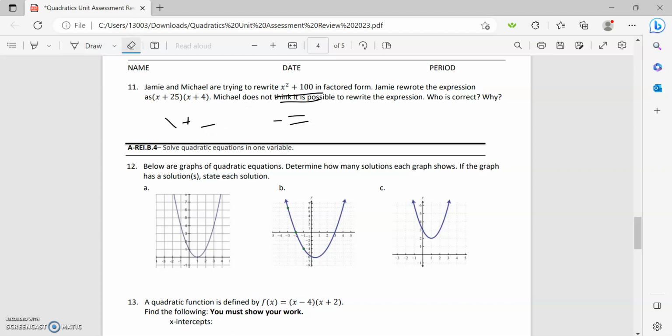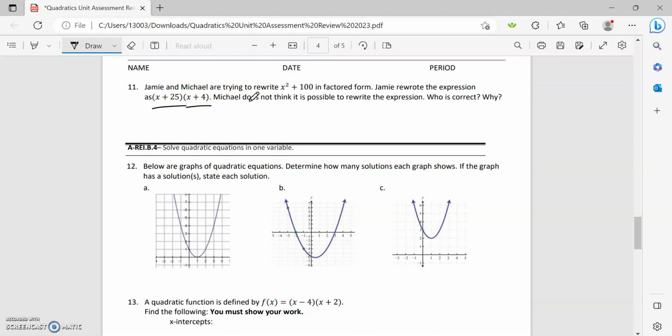So, just going off of that, I know that this cannot be drawn as x plus 25 and x plus 4, because I know that those numbers have to be the same and one of them has to have a negative sign. That's the only way to get an x squared term and a constant term. The second thing, and this is where Michael comes in being right, I mean, Jamie's flat out wrong. You will not get x squared plus 100 if you distribute that x plus 25 here.